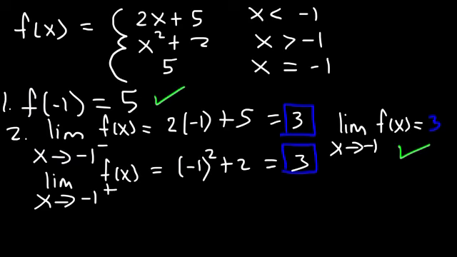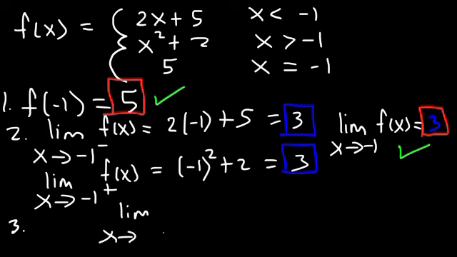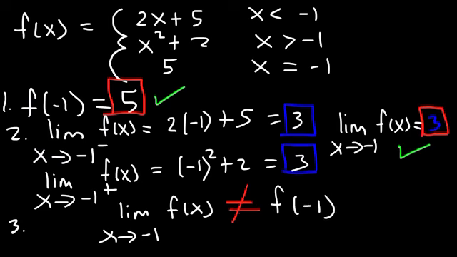Now let's focus on step 3. Does the limit as x approaches negative 1 of f of x equal f of a? Notice that these two do not match. They're not the same. So in step 3, we can make the statement that the limit as x approaches negative 1 of f of x does not equal f of negative 1. So therefore, step 3 has failed, which means that it is discontinuous at negative 1, but the limit exists.